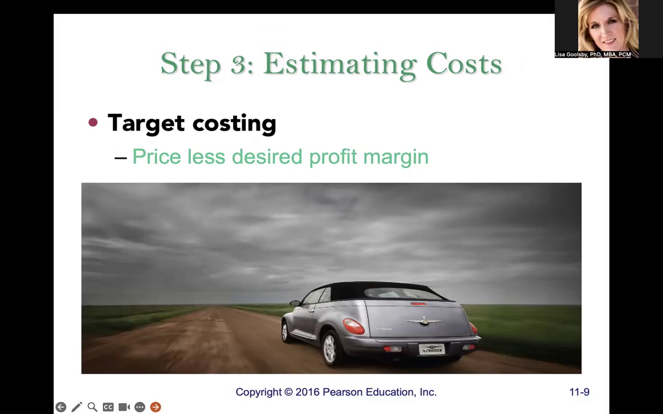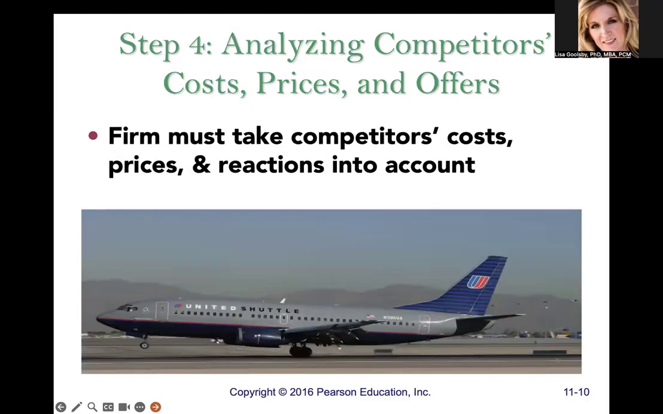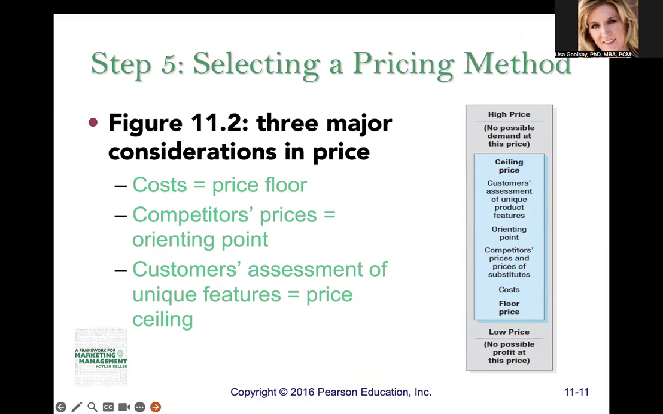We have to look at that target cost, the price less that desired profit margin. Everybody has a profit margin that they want to make off of their products. So that has to definitely come into play when you look at the price and the costs that are associated. And then we have to look at competitors. Firms take competitors' costs, prices, and consumer reactions into account when setting price. So then you select that pricing method.